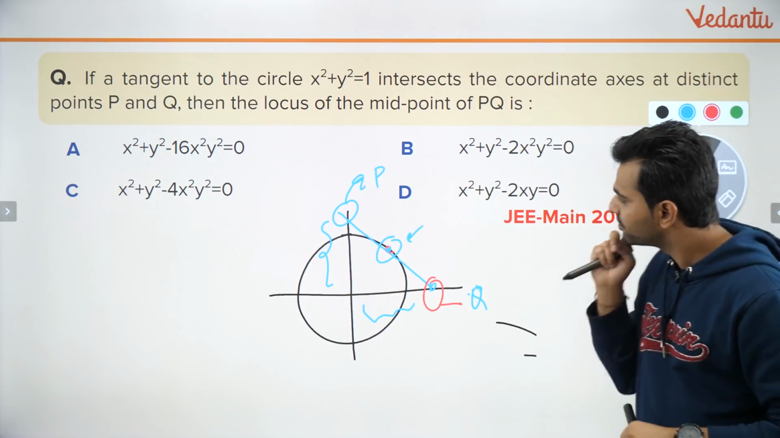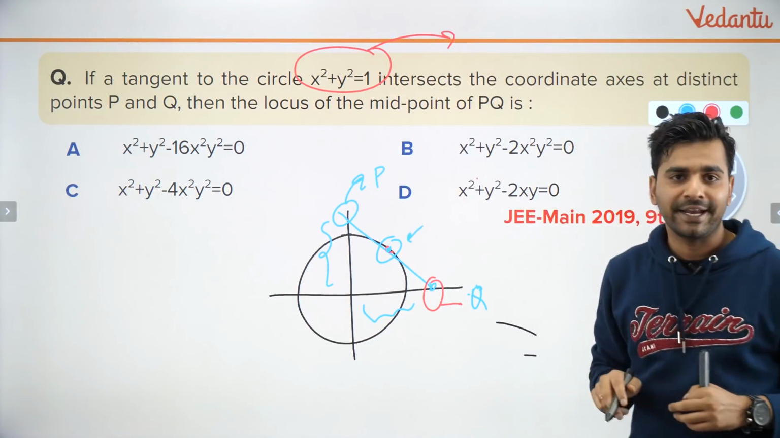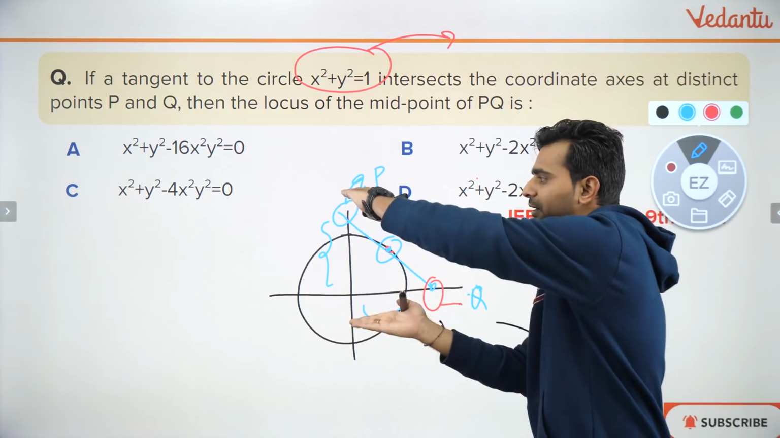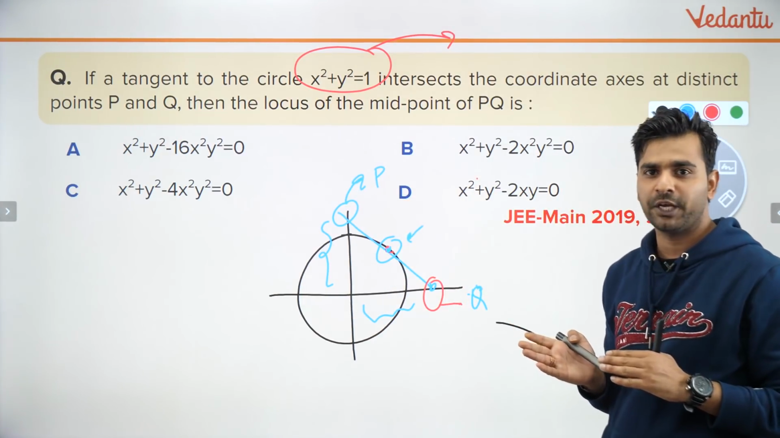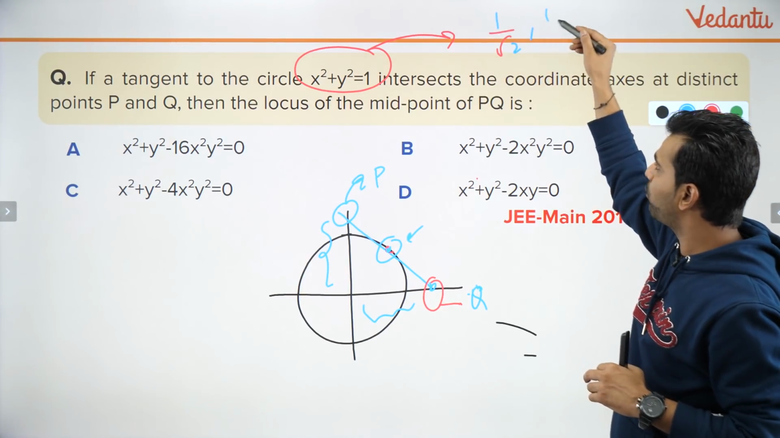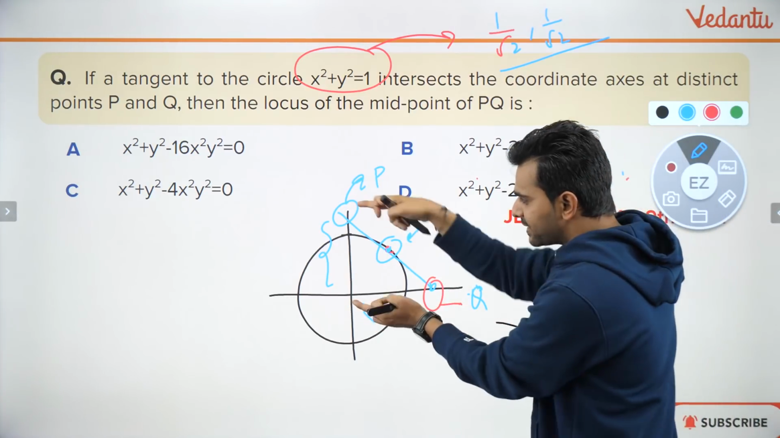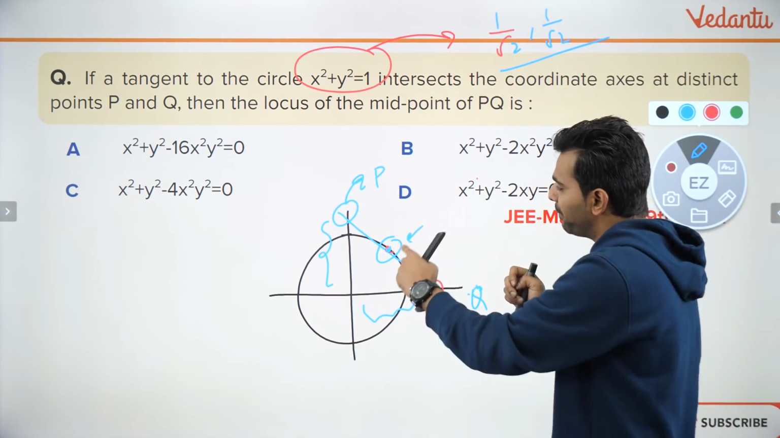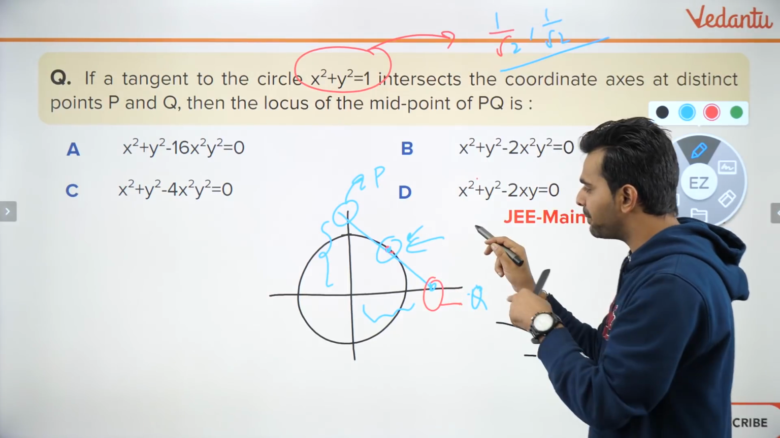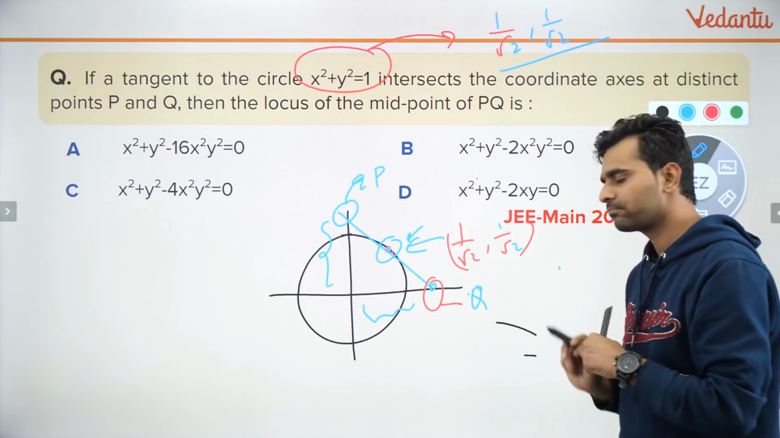How? See. I can visualize that in the first quadrant, there is one point for which the x-intercept and y-intercept of the tangent come out to be equal. On this circle, I'm talking about the tangent at the point 1/√2, 1/√2. If these two tangent lengths are equal, then the midpoint in that particular case has to be 1/√2, 1/√2.